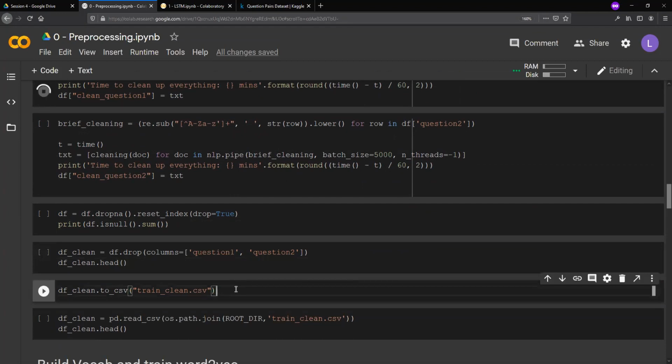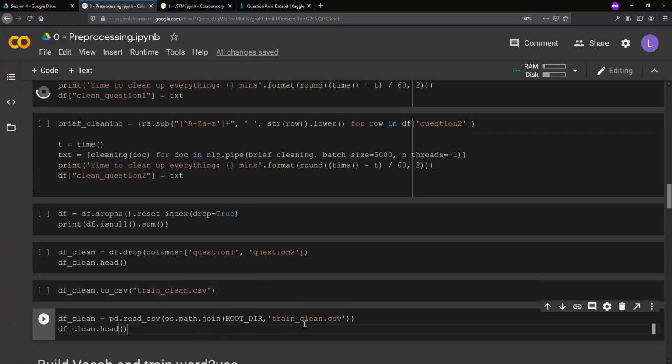In this line of code, I just want to save our preprocessed data. So if I'm doing some additional work where I'm going to manipulate just the preprocessed data, I don't need to do the preprocessing again. I can just load in the saved, cleaned up version.